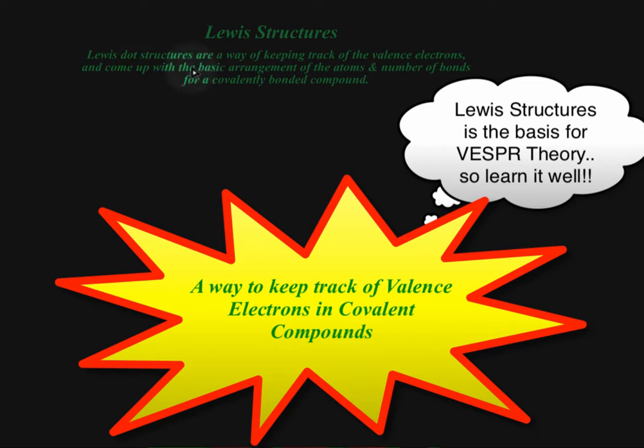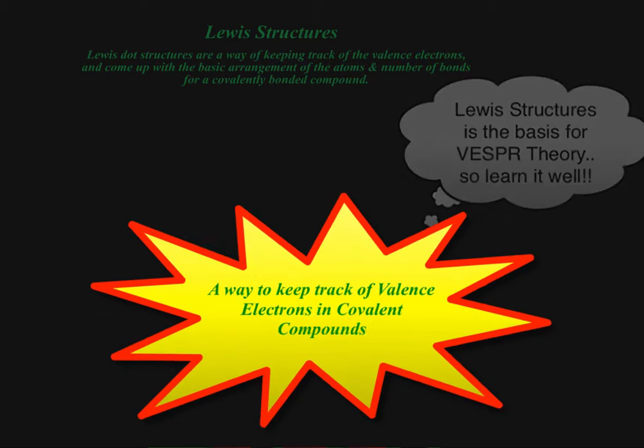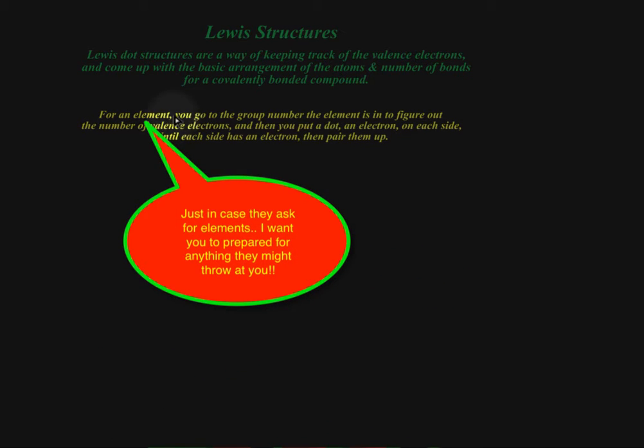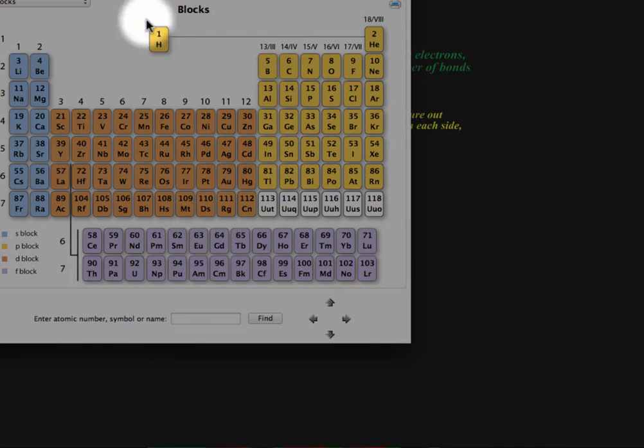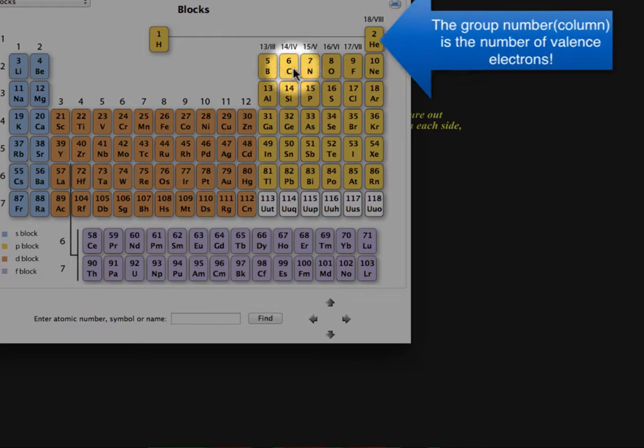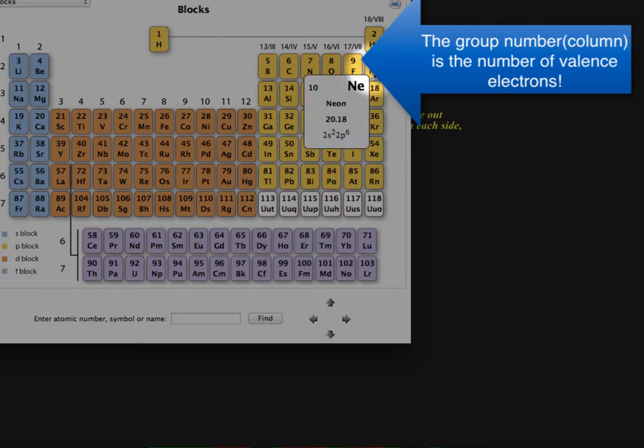So for now, what we need to do is look at elements on the periodic table. Elements on the periodic table each have their own valence number of electrons, and primarily we're going to be dealing with the group 1As, 2As, and 3 through 8. And you get the valence number of electrons from looking at the group they're in. So 1, 2, 3, 4, 5, 6, 7, 8.